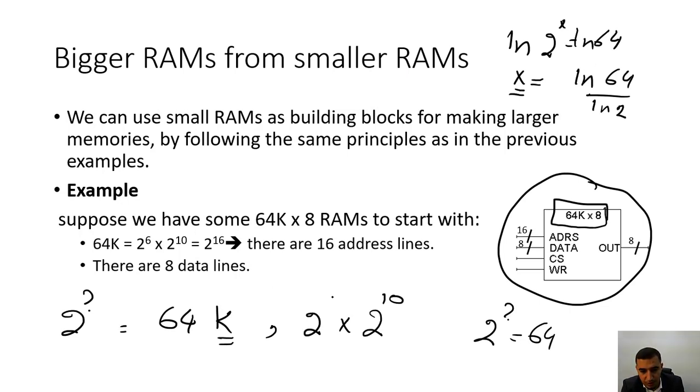So here it is 2 to the power 6. So you now know that 2 to the power 16 will give you 64K. So now I know that the size of the RAM is 64K by 8. This means that I have 16 address buses and 8 data buses.